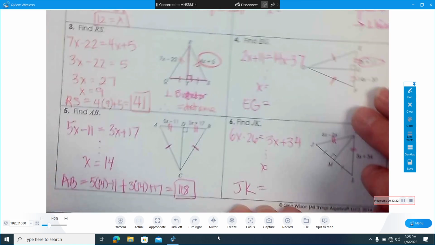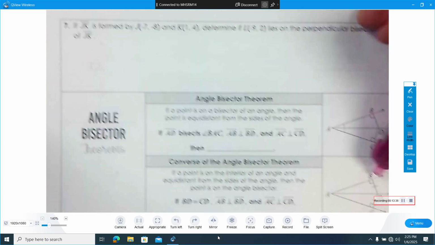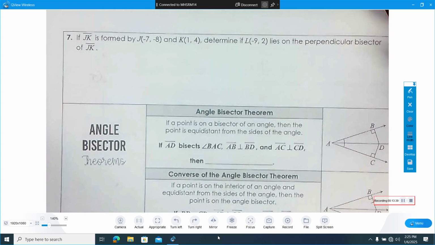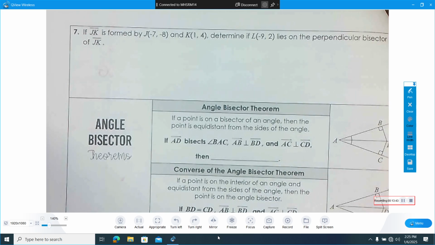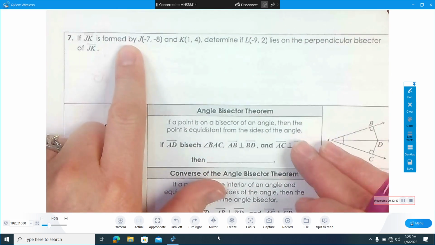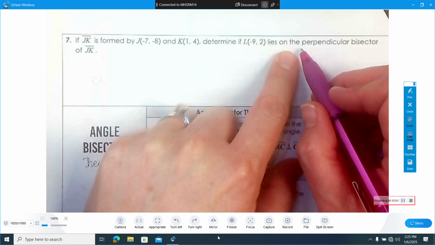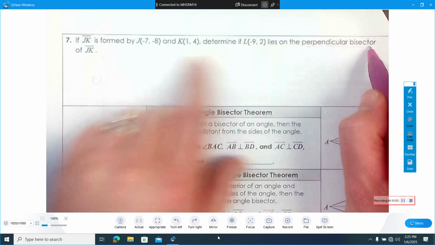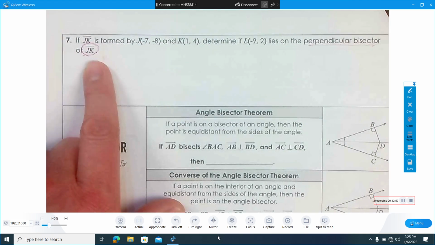No, pretty good, right? All right, last thing. Very last thing, number 7. We're going to finish these notes tomorrow. So here, we're asking a question: determine if L lies on the perpendicular bisector of segment JK.